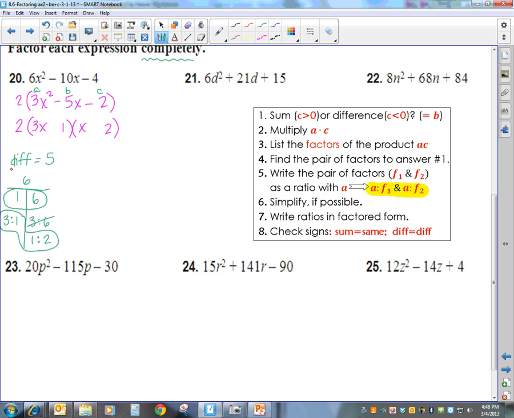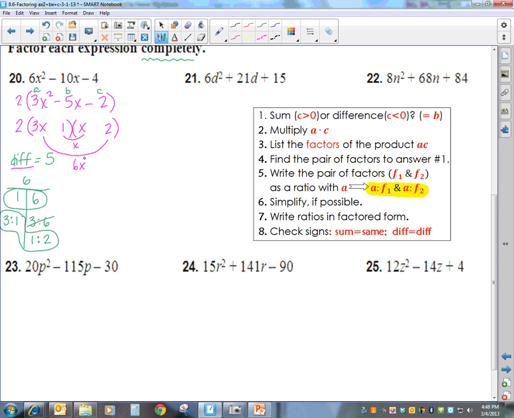Now, I have a difference. I'm looking for a difference. That means I need to check my inner and outer product. My inner product, 1 times x is x. My outer product, 3x times 2 is 6x. Okay? Because when the signs are different, if I'm looking for a difference, my signs will be different.